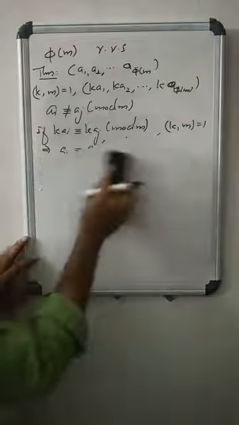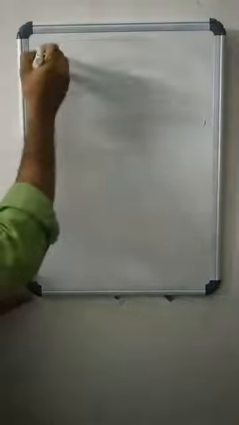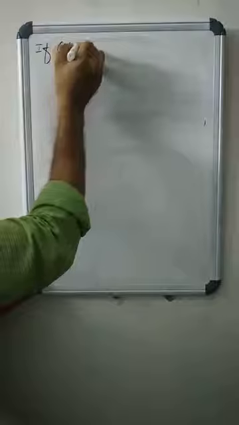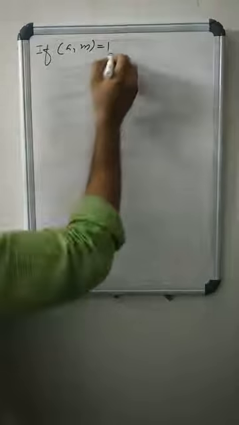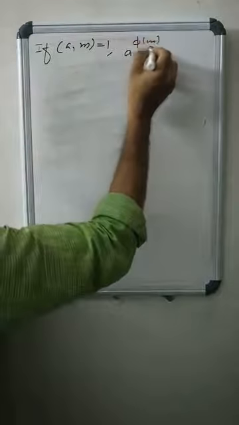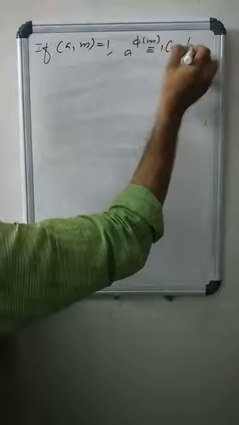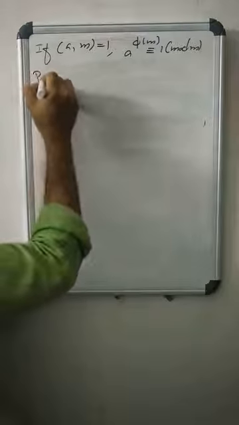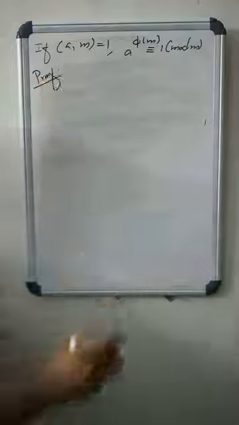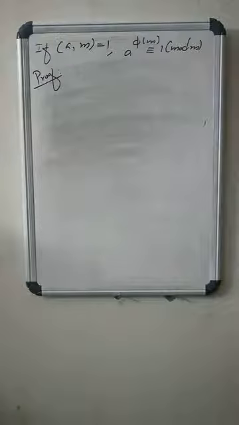Now, by using this fact, we define the Euler-Fermat formula. What is the Euler-Fermat theorem? The theorem says that if GCD of a and m is 1, or if a and m are relatively prime, then a power phi of m is congruent to 1 mod m. So how? Its proof is in this way.